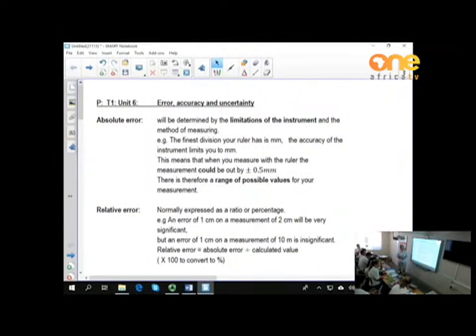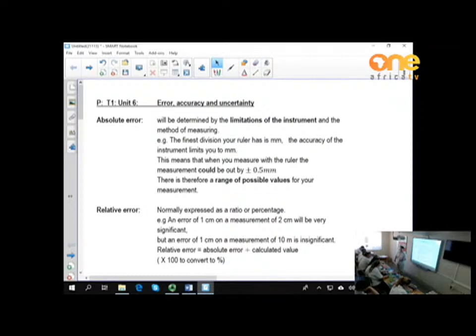Unit 6 has to do with error, accuracy, and uncertainty. It has to do with when we take measurements. You must realize, and I've said this to you already, when we measure something, what is the limit of accuracy on that instrument you are using? The smallest scale division. If it's a ruler that's been calibrated in millimeter, then the millimeter has a certain amount of inaccuracy on it. Now, the types of errors that we get when we take readings.